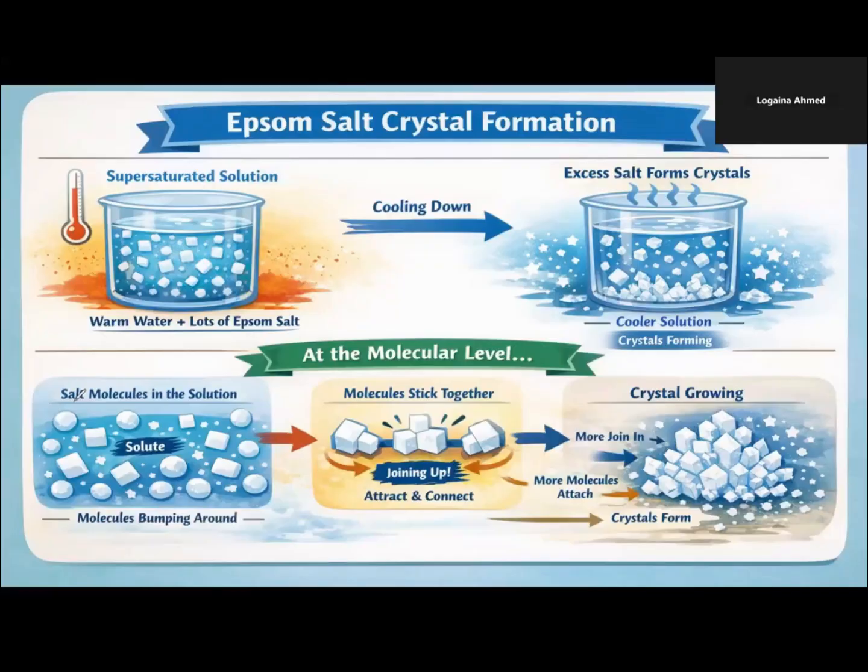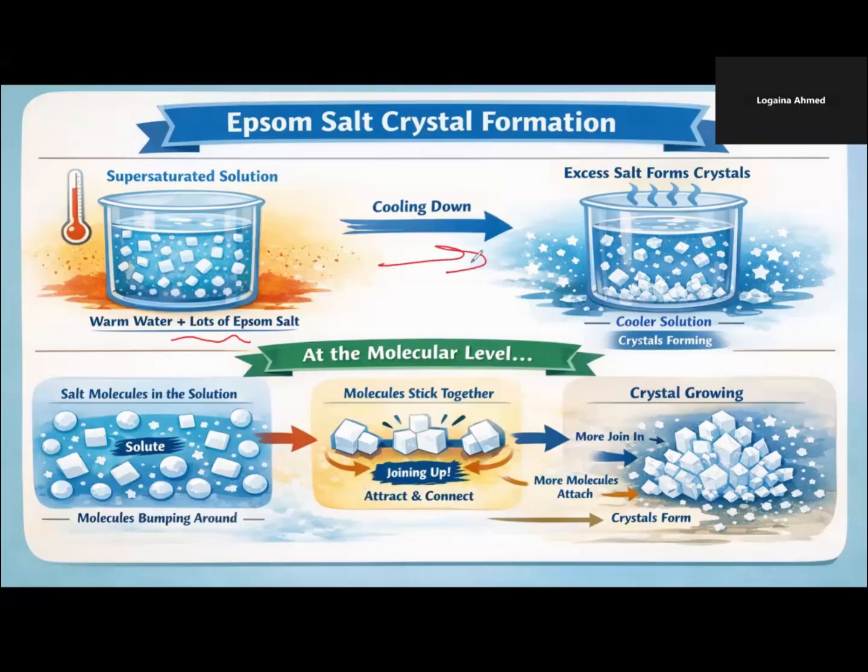So what happens in this experiment is when you mix warm water with Epsom salt, the heat helps dissolve a large amount of salt. And that creates a supersaturated solution. And as we know, a supersaturated solution means that the water is holding more salt than it normally could at room temperature. And as the solution cools, it sits still without any disruption. It can no longer keep all that salt dissolved. So the extra salt starts to come out and form solid crystals.